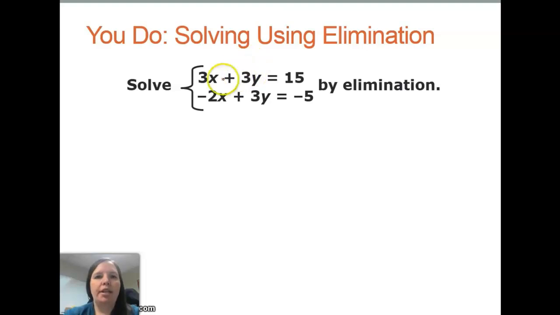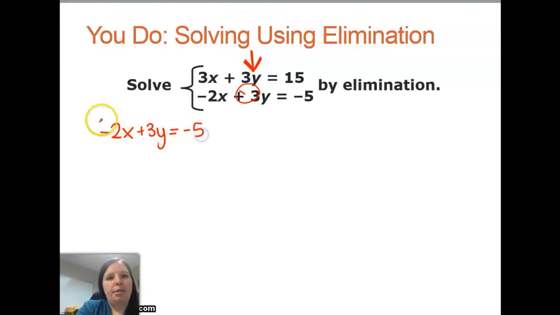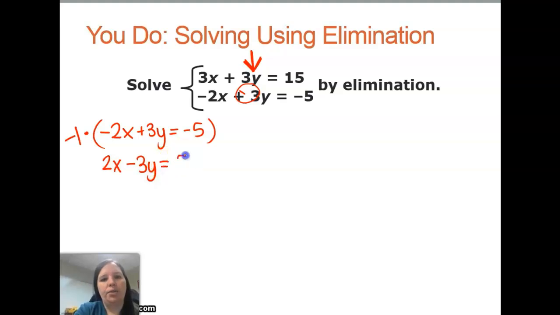So again, I'm going to look and focus on either one of my variables, and if you chose to focus on your x's, that's fine. We want to try and avoid fractions if possible, but I'm going to focus on the y's here. So if this equation says positive 3y, I really wish that this one said negative 3y. So I'm going to take negative 2x plus 3y equals negative 5, and I'm going to multiply everything times negative 1. So you can think about it as multiplying each side by negative 1 or just multiplying the entire equation by negative 1. But that equation becomes 2x minus 3y equals 5.